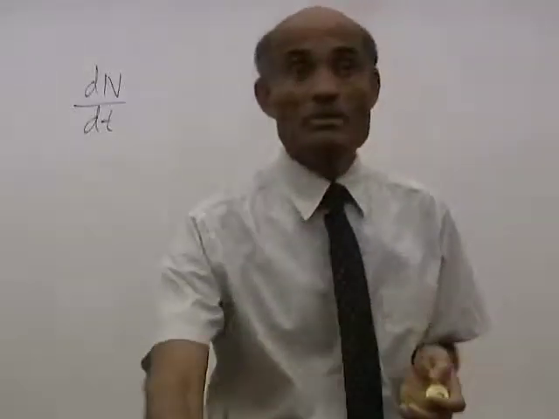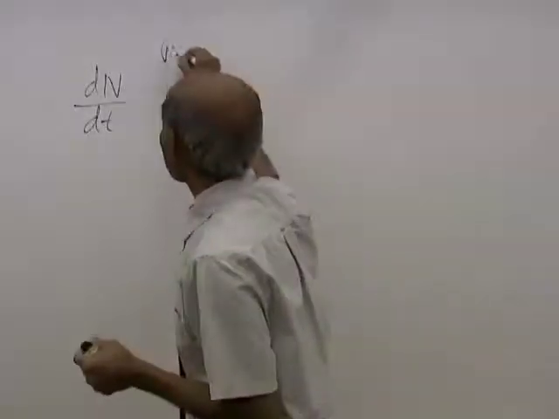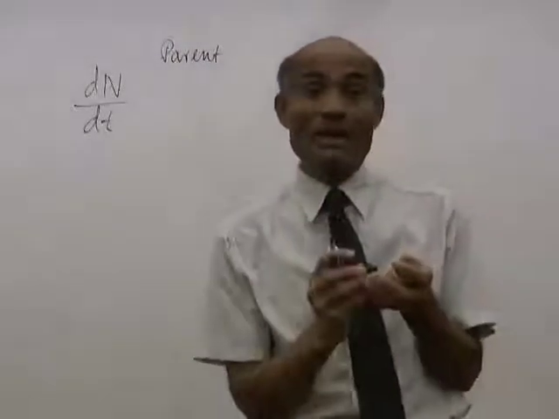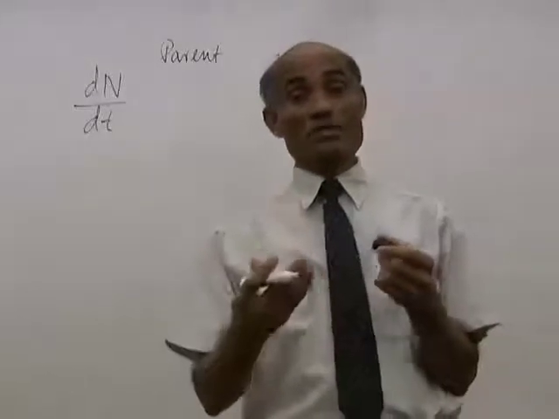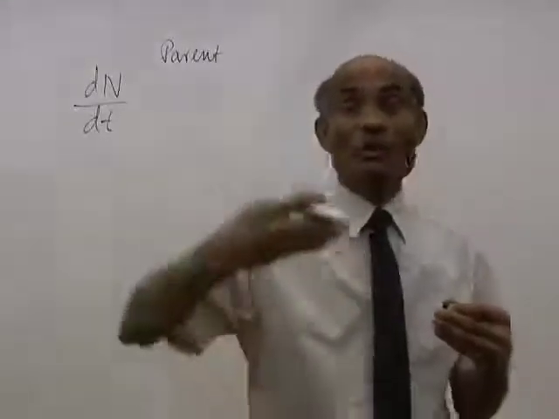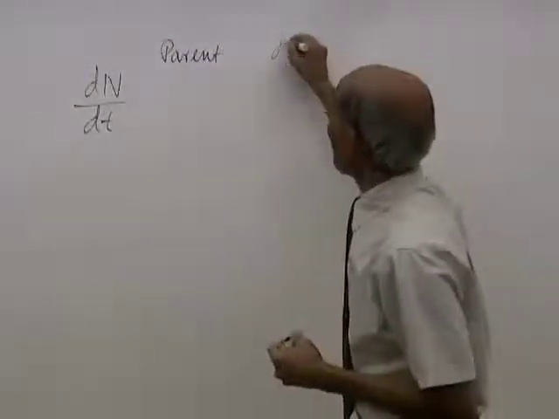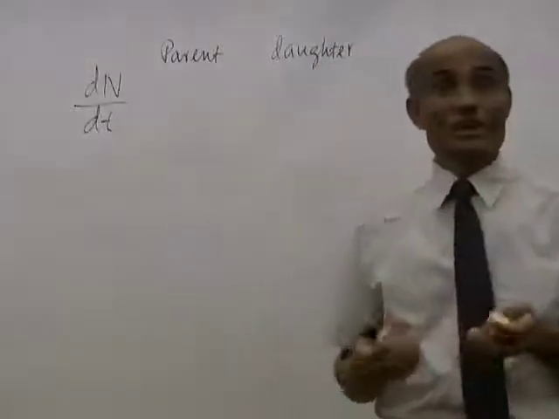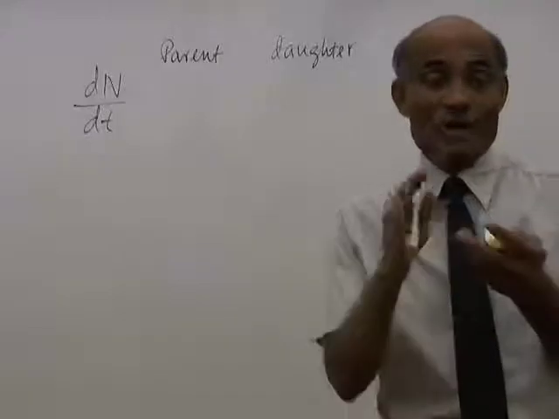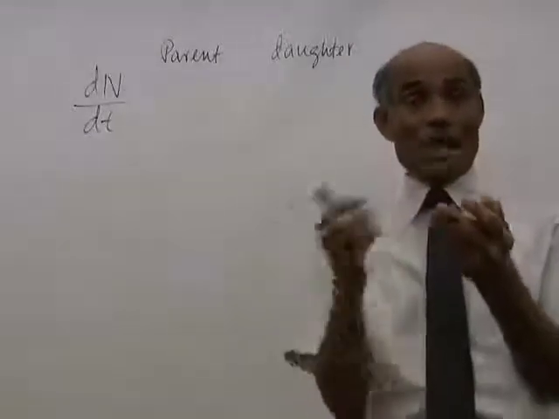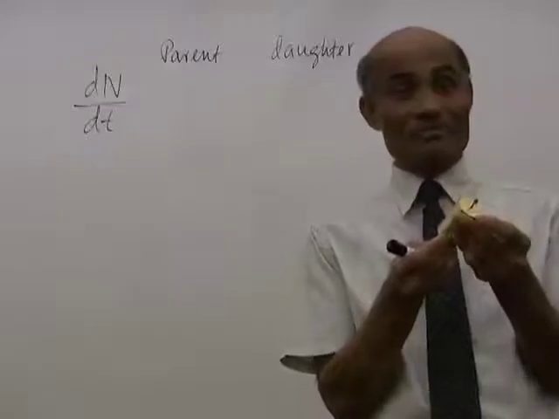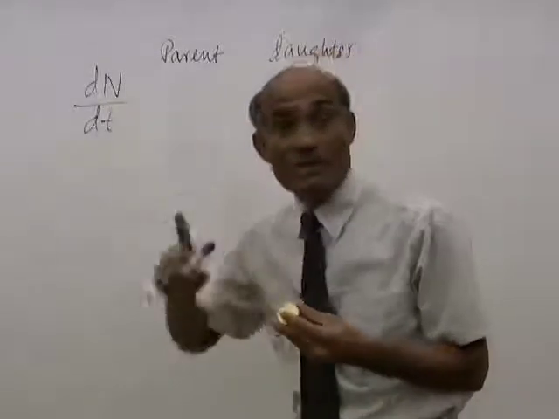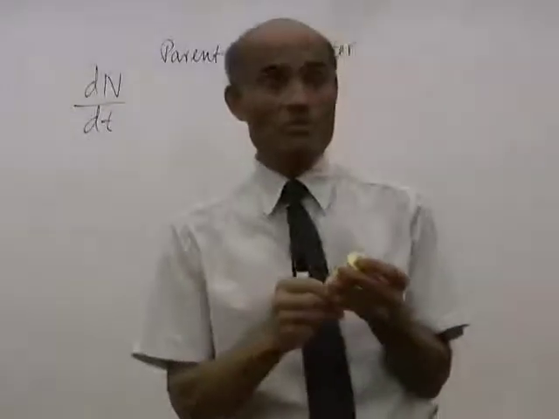The original element is called the parent element. So the element X we're going to call the parent element, and the element Y, which is the result of element X emitting a radiation, is going to be called the daughter element. That means as disintegration proceeds, there will be parent atoms and daughter atoms present in the same sample. Right? So we said the rate of disintegration depends on the number of atoms originally present.